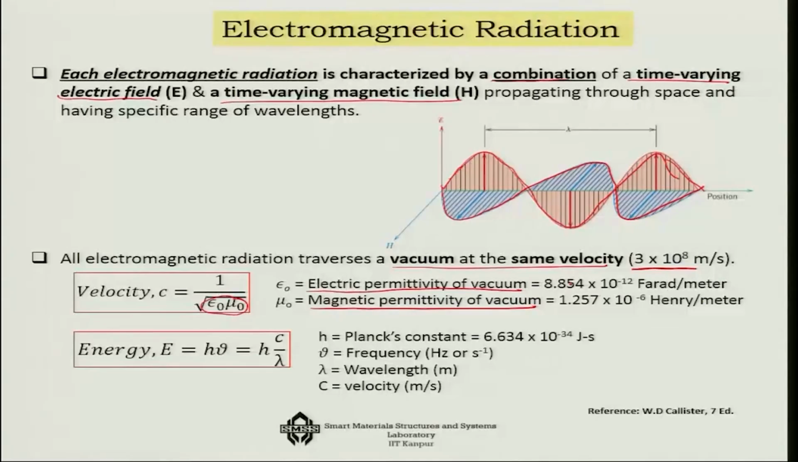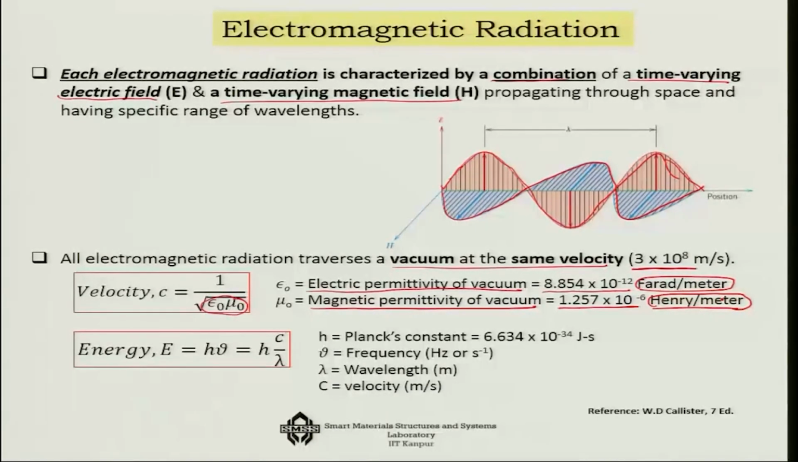In vacuum, epsilon 0 is 8.854 into 10 to the power minus 12 farad per meter, and the magnetic permeability is 1.257 into 10 to the power minus 6 Henry per meter. So, in one case the unit is farad per meter for the electric field, and for the magnetic field it is Henry per meter. We have to keep these points in our mind.